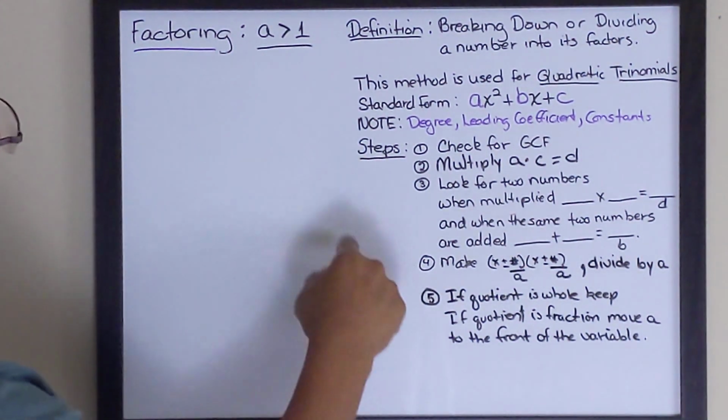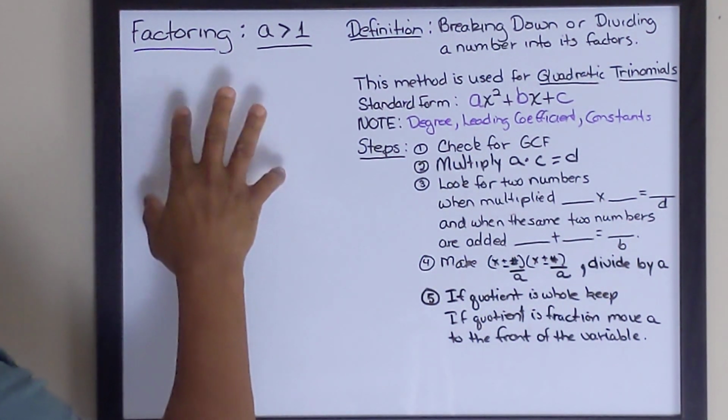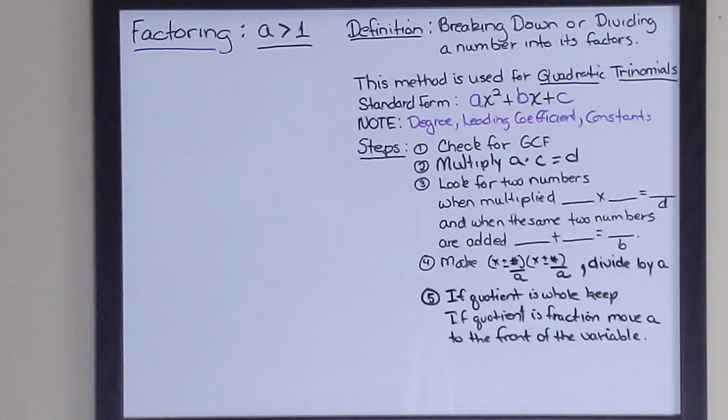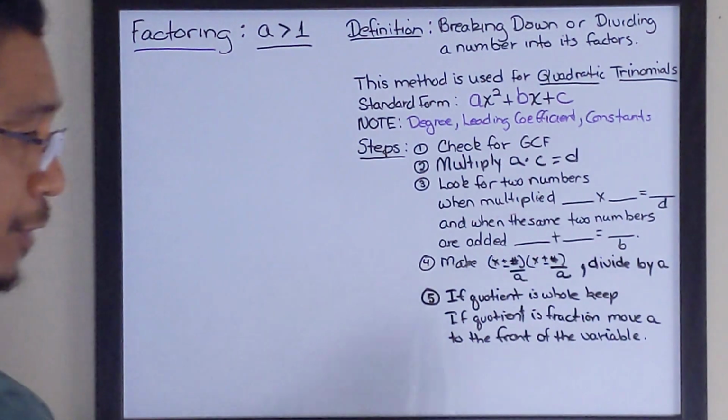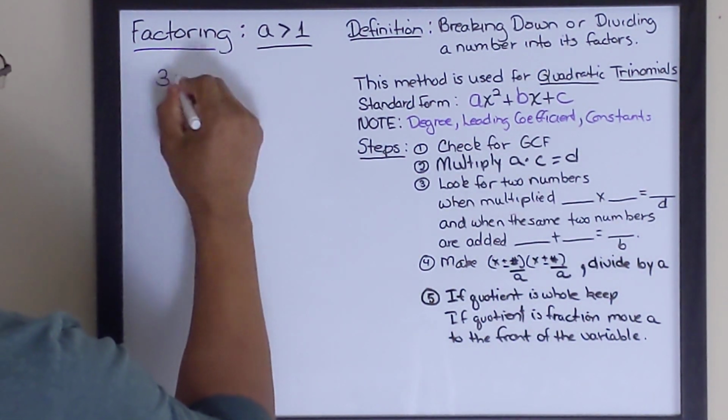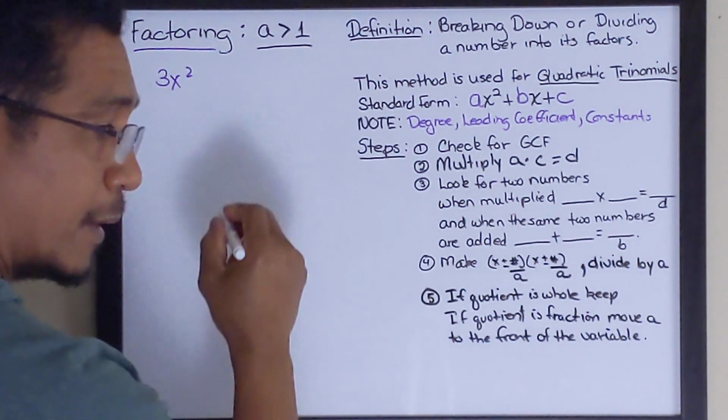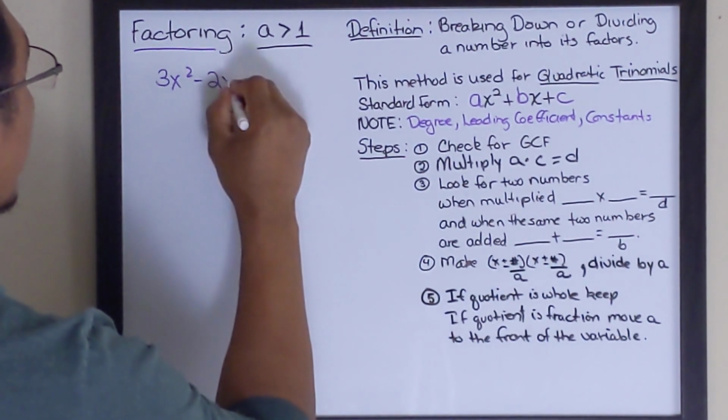Now these are the steps that we're going to use to go over the example problems that I'm going to show you here today. So let's go ahead and get started with that. The first problem I want to go over is 3x squared minus 2x minus 8.